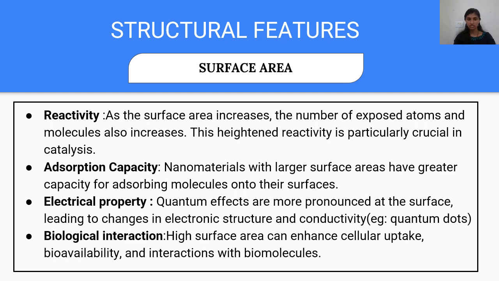Third, we'll discuss the electronic properties. The surface of nanomaterials often governs their electronic properties. Quantum effects are more pronounced at the surface, as we have already discussed, leading to changes in electronic structure and conductivity. Quantum dots, for example, exhibit size-dependent electronic properties influenced by their surface area.